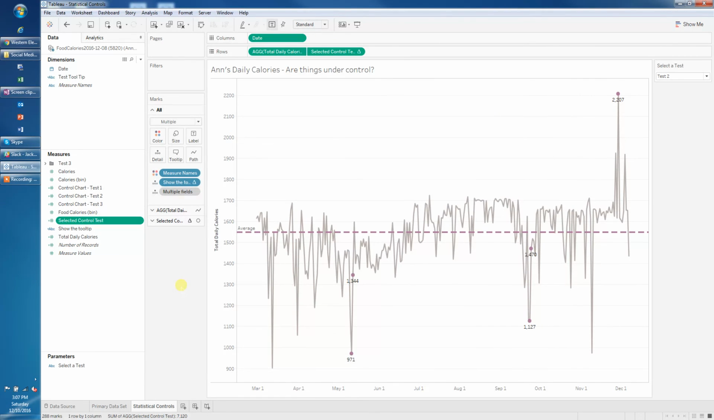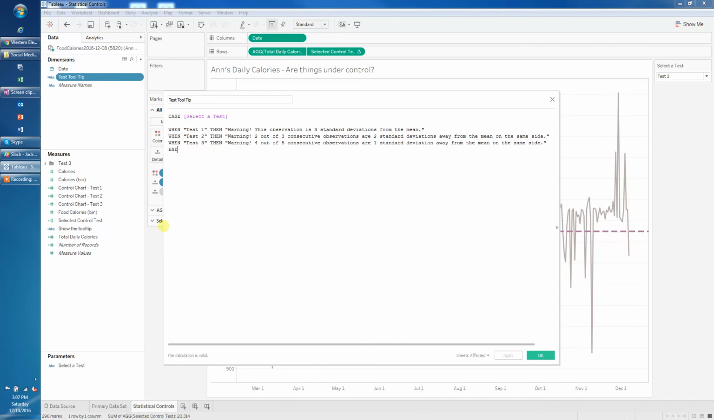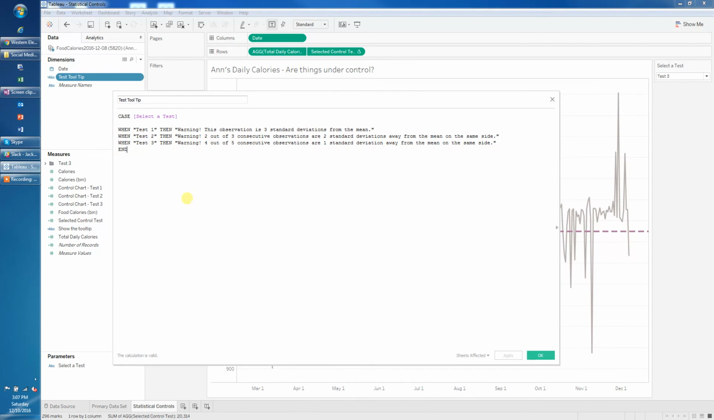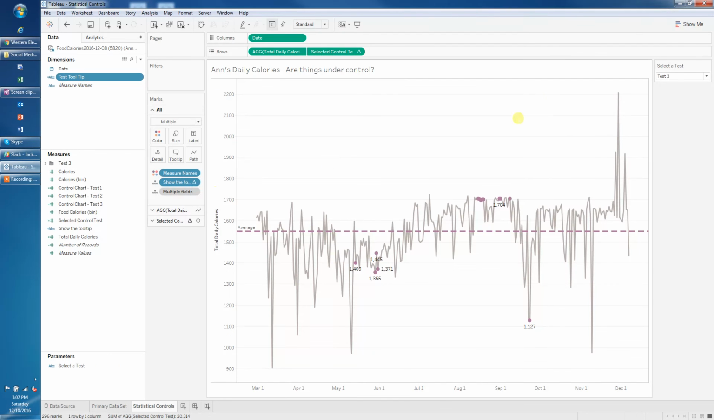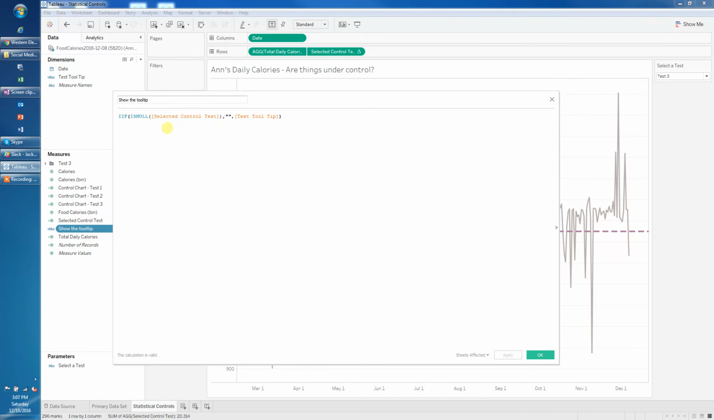Okay, so let's take a look at test three now and see what we got going on. So pretty interesting stuff. I would say some polishing steps that I would recommend doing is I made this test tooltip calculated field that just has some nice flavor text to let the user know what's going on. So really calling out warning, this observation is three standard deviations from the mean, and the same thing for each of the subsequent tests. And I also made it such that it will only show when my selected control test is not equal to null. So if it's null, it's gonna display nothing. Otherwise, let's display that test tooltip.